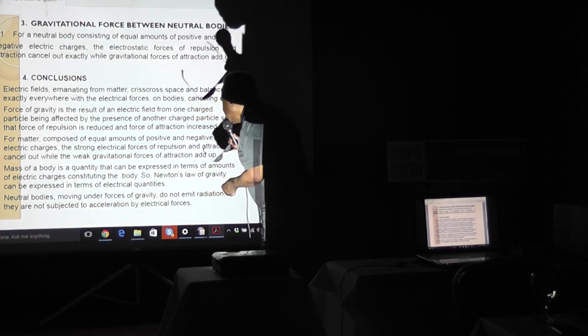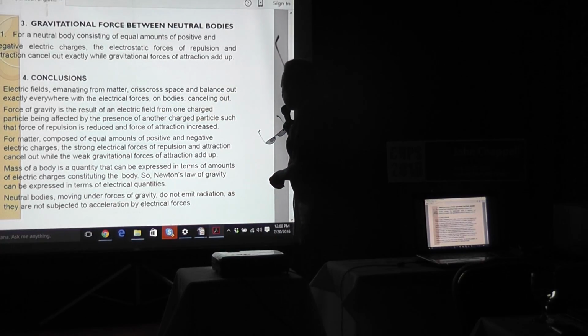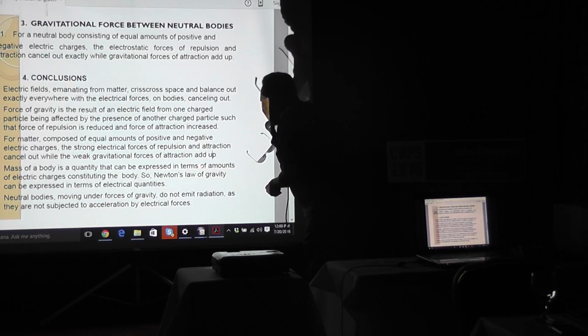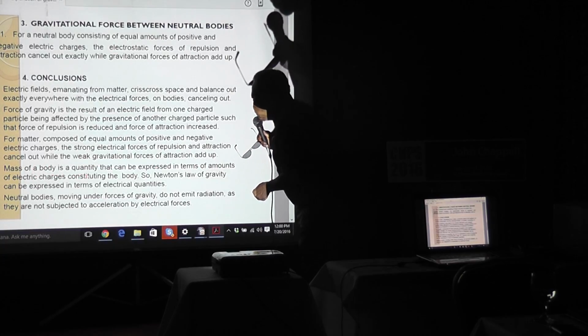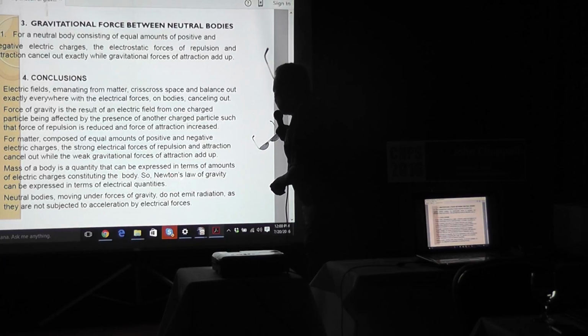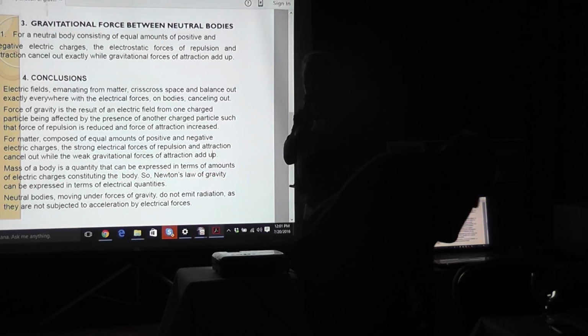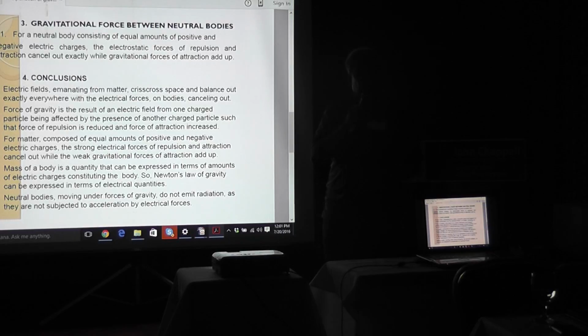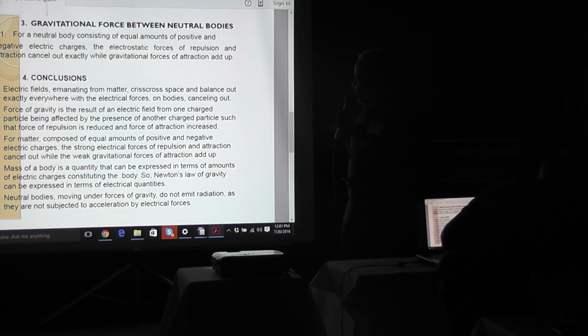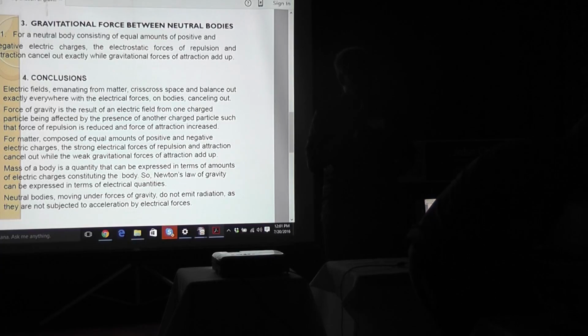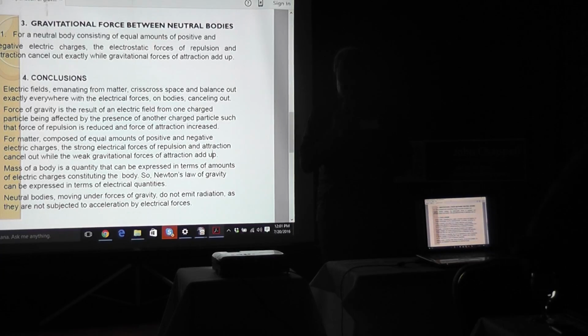The mass of a body is a quantity that can be expressed in terms of amounts of electric charges constituting the body. So Newton's law of gravity can be expressed in terms of electric charges. It has been said many times in the course of this conference that electric charge is more fundamental than mass. As we have shown earlier, the mass of a body can be expressed in terms of electric charges.